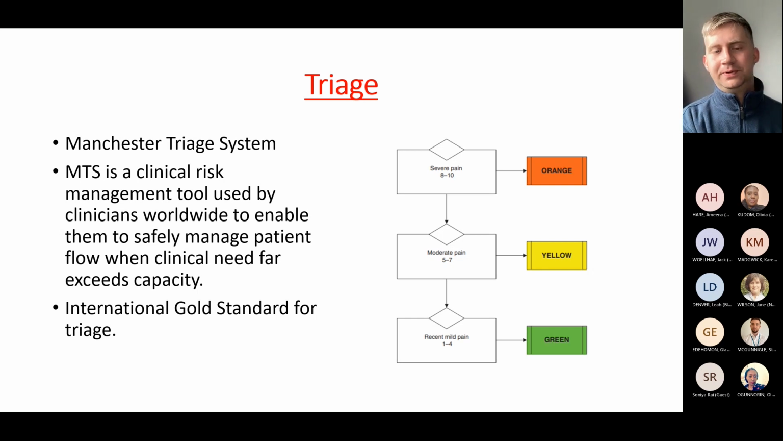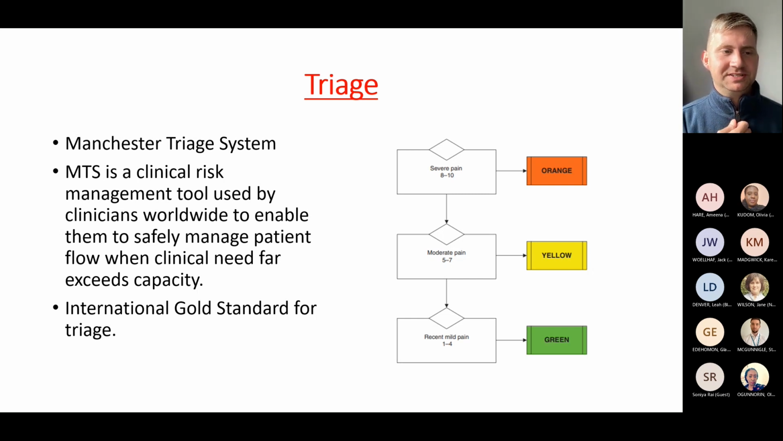This one I've copied from the Manchester Triage book and from the course materials is relating to pain. I couldn't find one specifically relating to sickle cell as a condition, so I use pain as its most common presentation. If you have severe pain, you automatically go into the orange category. Moderate is yellow and mild pain is green.